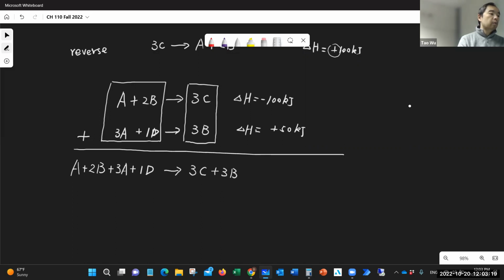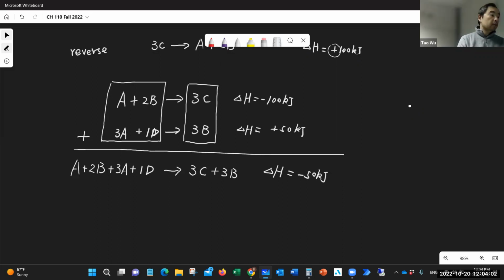And meanwhile, when you add up the equations, the enthalpy will also add up together, giving the enthalpy of this new equation. This new equation is not the previous one, it's a new equation. This is negative 100, this is 50, so the result is going to be negative 50 kilojoule. That makes sense, right? So when you add them together, the new equation has a new enthalpy of reaction.